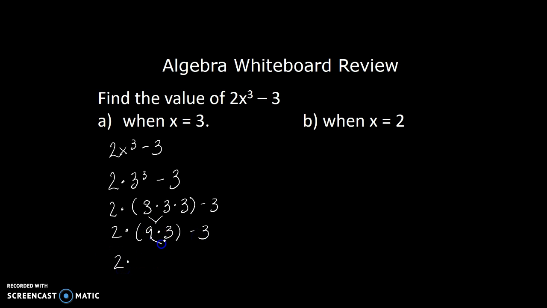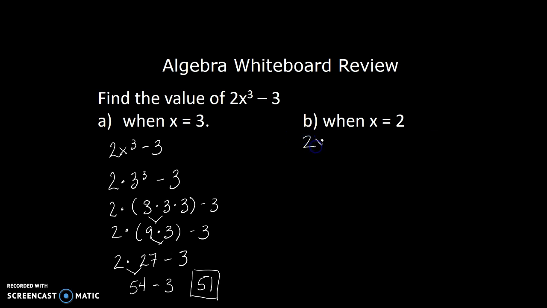Next step, let's solve this now. 9 times 3, of course, is 27. Okay, now we can just solve this multiplication. So 2 times 27 is 54. Minus 3 is 51. All right, now let's solve that same expression, but let's substitute in 2 for the x this time.